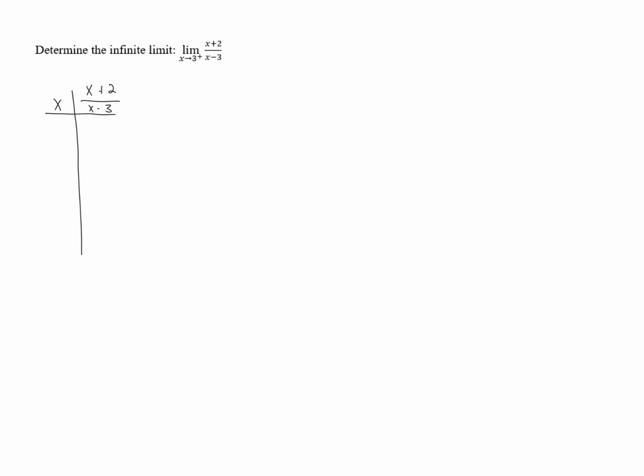To approach 3 from the right, we can look at 3.5, and then 3.1, and then 3.01, 3.001, 3.0001, etc. And so for 3.5, that's going to be (3.5 + 2)/(3.5 - 3).